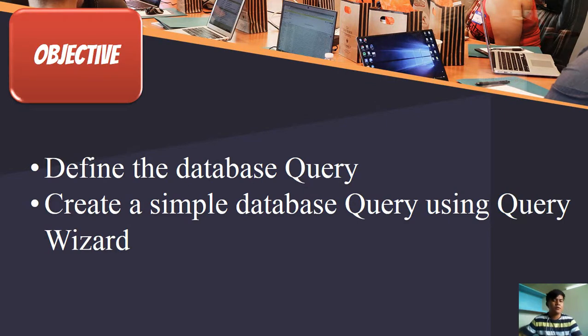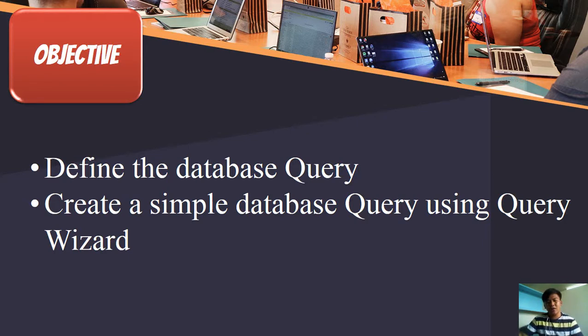For the first objective, we're going to define the database query, and for the second objective, we're going to create a simple database query using the query wizard. A reminder: once we say query, it means we're going to look for certain information in our database system. A query is just like a search engine. It allows us to search and display information from two or more tables into one table only.